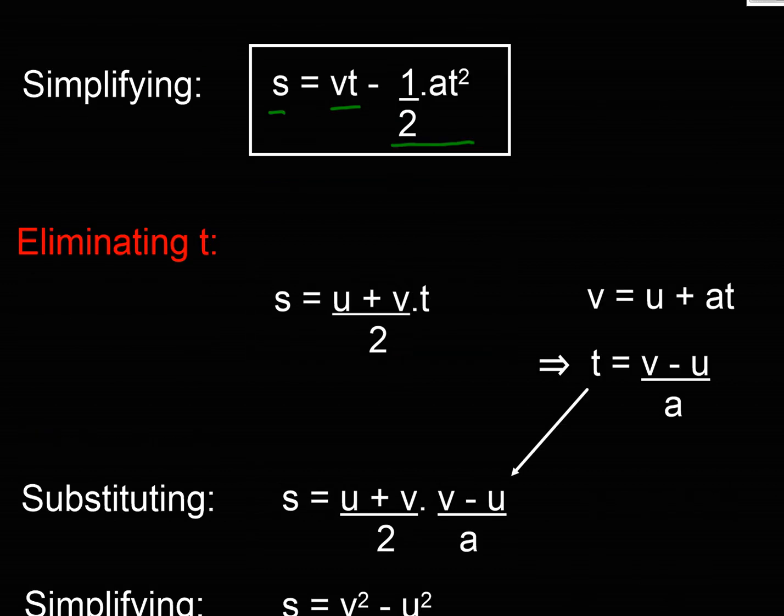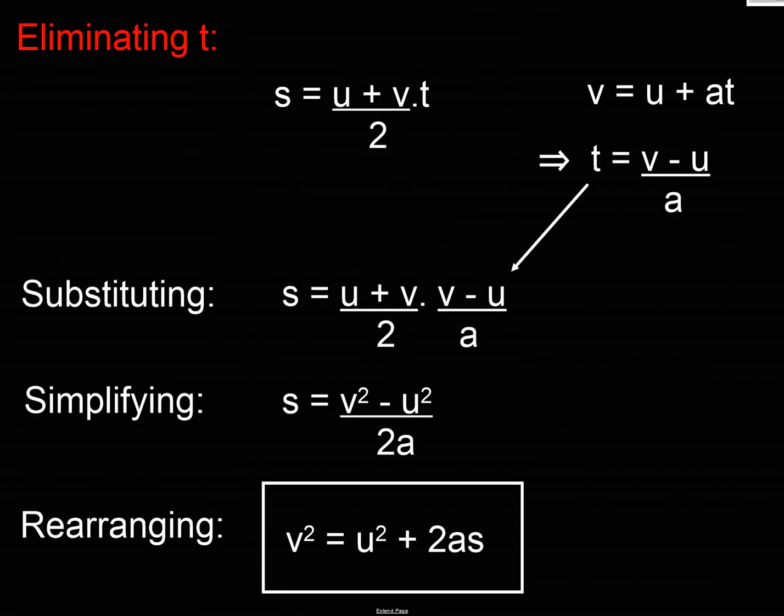And the final version, which is actually quite useful, is what if I don't know the time it's taking to do something, but I might know the distance. So here's my s formula. And if I take my v equals u plus at formula and rearrange it to make t the subject, so t equals (v minus u) over a, I could substitute that into my s formula. There we go. So I've now got on the top (u plus v) times (v minus u). Some of you will recognise the classic identity, that's going to be v squared minus u squared. And on the bottom we've got divide by 2a.